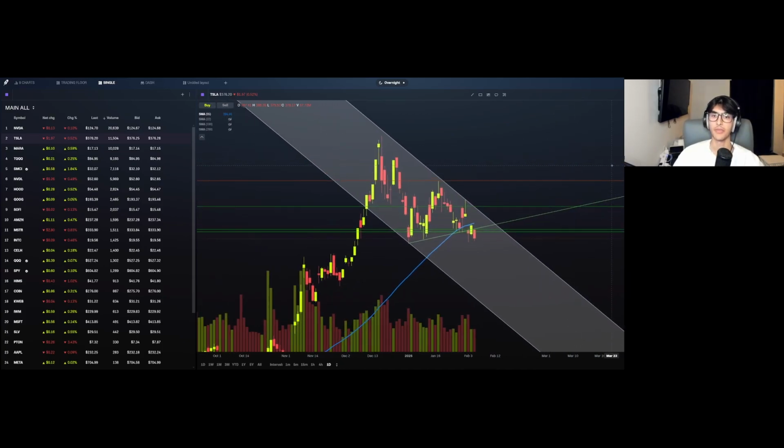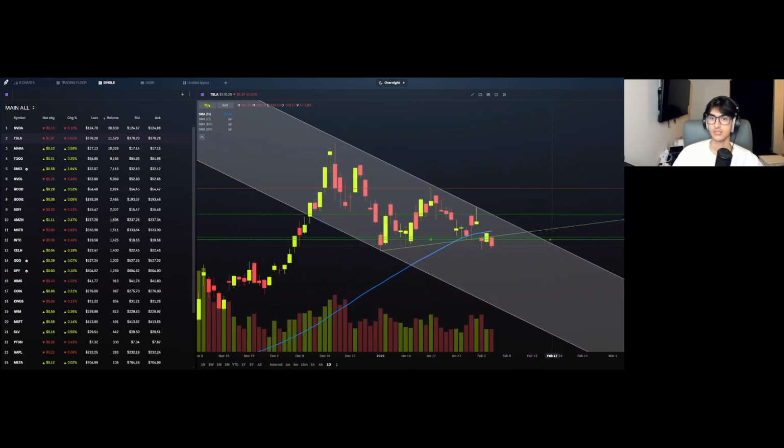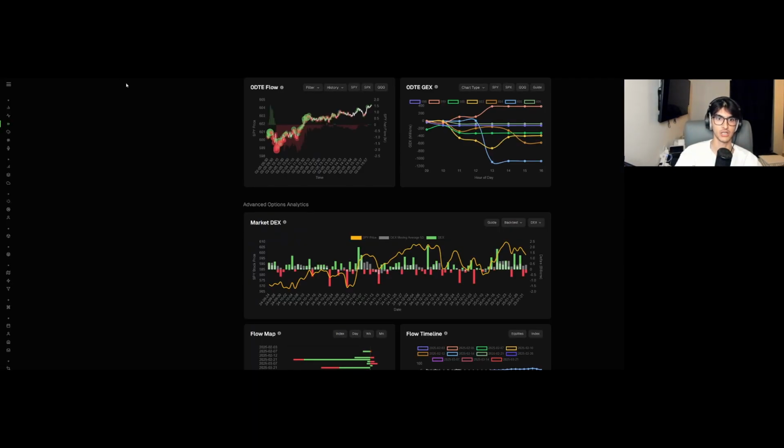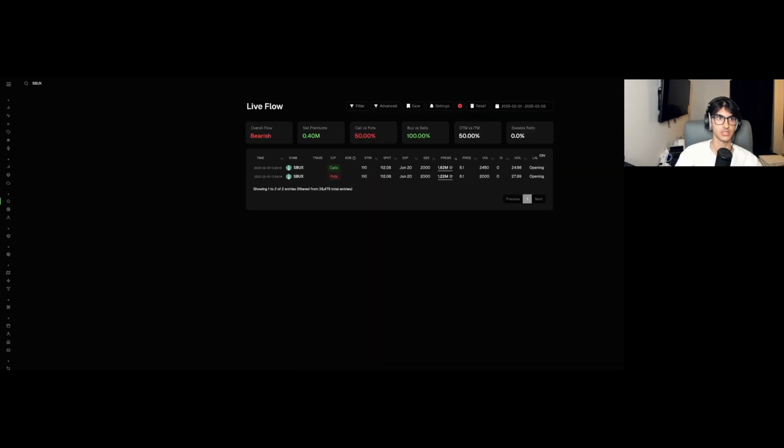Okay. Basically, these green lines are where dealers are positioned positively, where they have positive gamma exposure. I got this data from just looking at, let's see if I can pull this data up for you.